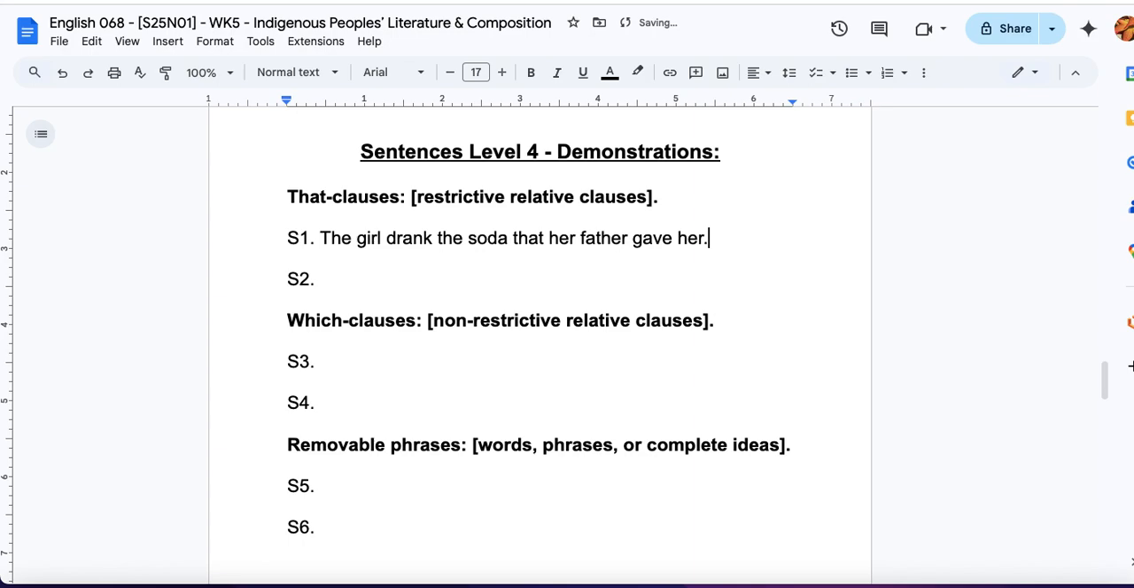Okay, so the girl drank the soda that her father gave her. We've got a complete idea at the beginning. The girl, our subject noun, drank, that's our verb. The soda, that's the object that she's drinking, that her father gave her. So our that clause comes afterwards.